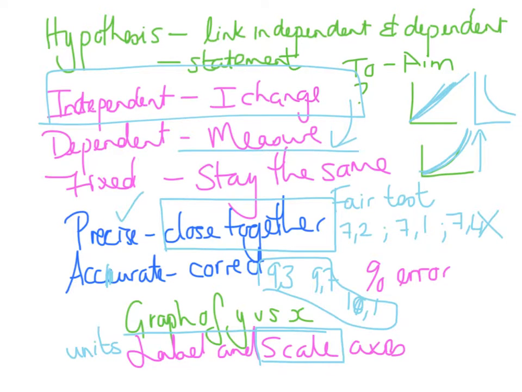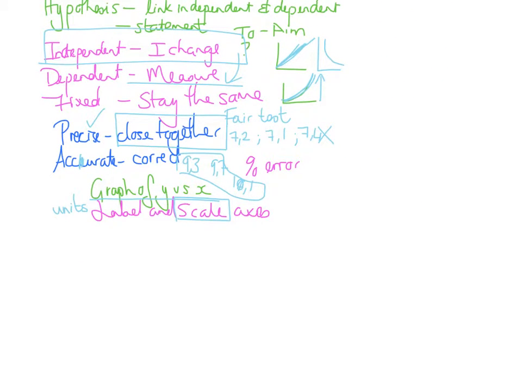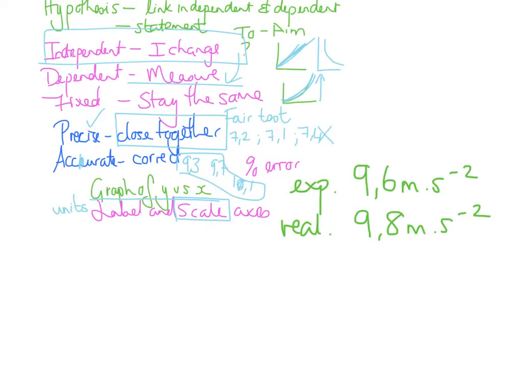How do I calculate something like a percentage error? Let's say, for example, I have got a gravitational acceleration value of 9,6 meters per second squared. But we know that this is the experiment, and we know that the real value, or the correct value, is 9,8 meters per second squared. What is the percentage error?